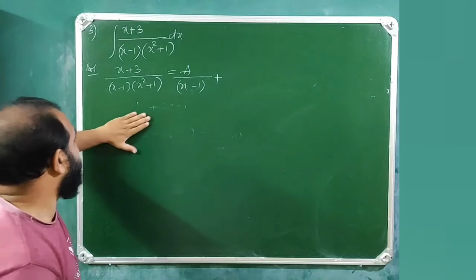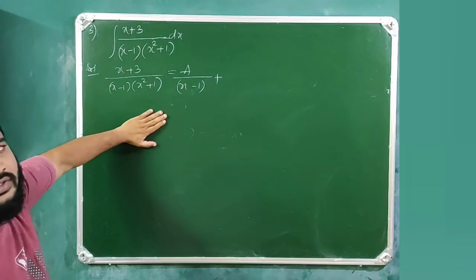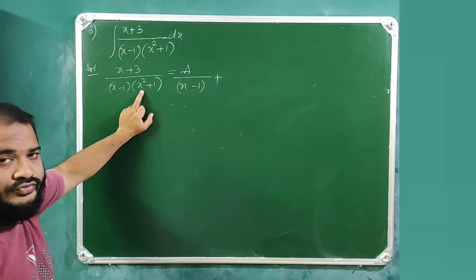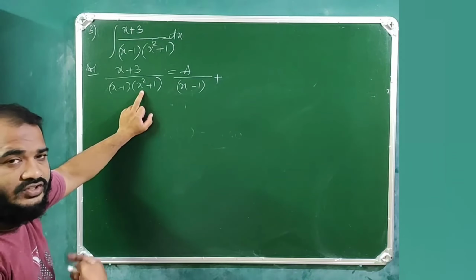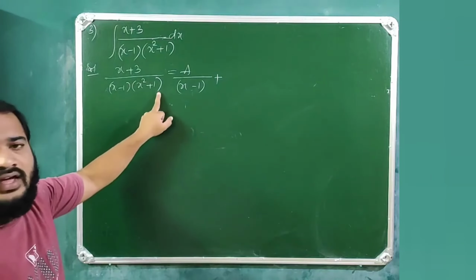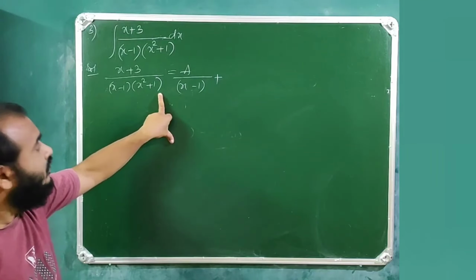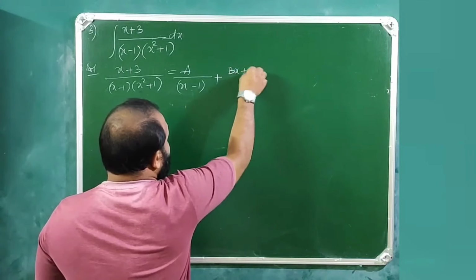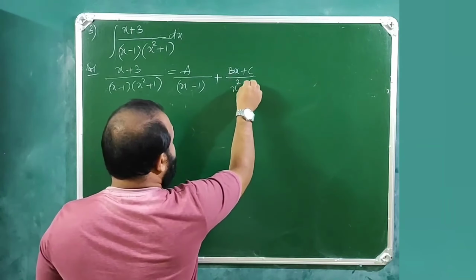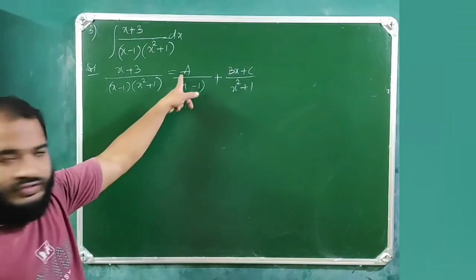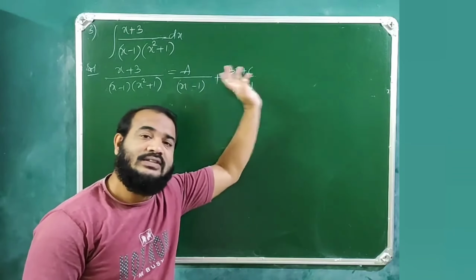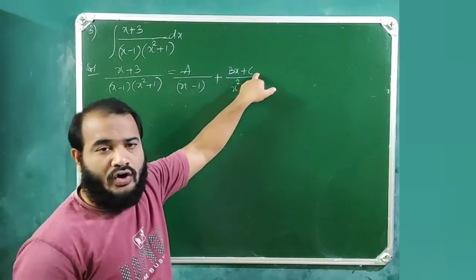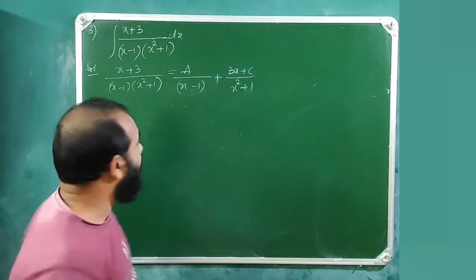So now, since the denominator contains a non-repeated irreducible quadratic factor, for every non-repeated irreducible quadratic factor there corresponds a partial fraction of the form bx plus c by ax square plus bx plus c. Type 3, I am talking about. So this is bx plus c by x square plus 1. Since a is used instead of ax plus b, I have taken bx plus c. Now, a, b and c are the constants to be evaluated.